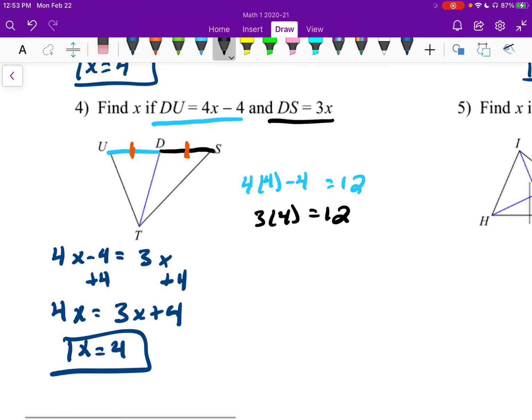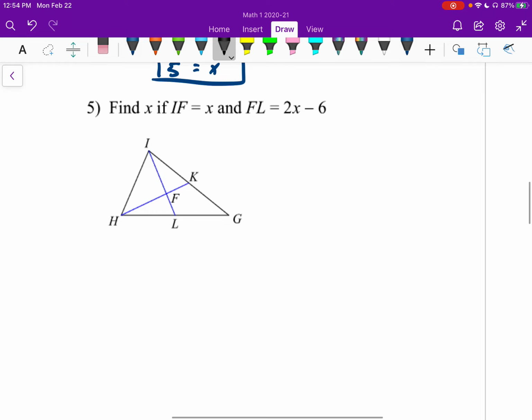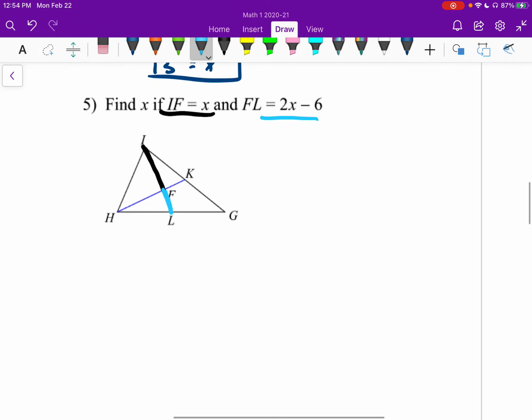Right? Always make sure that you're reminding yourself, what are we supposed to be looking at, right? In number 4, we're looking at two pieces of a triangle that are equal, right? Two pieces that are equal. Number 5, find x if, that's kind of funny, if x is right there, and then FL, this little piece down here, is 2x minus 6.